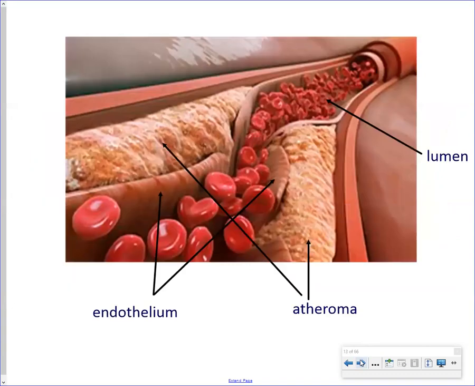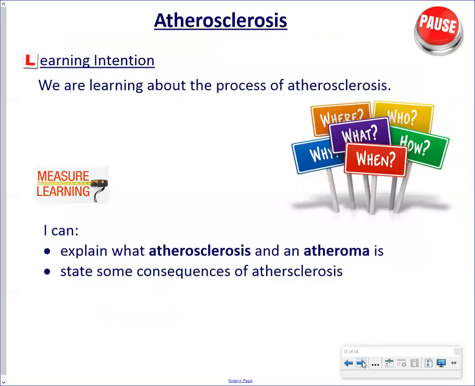Just another diagram showing the narrowing, if you like, of the artery. You can see the atheroma on either side here, but you can see how blood flow has been restricted through the lumen. So that's it for atherosclerosis. Pause and just check that you can explain and that you understand those key points. And if not, think what your questions need to be for your teacher.